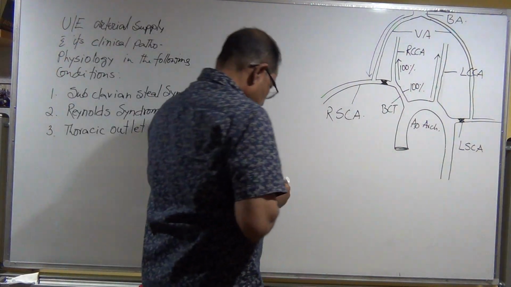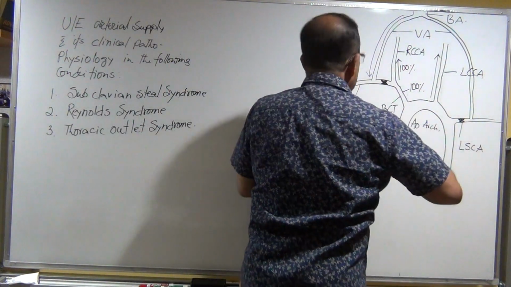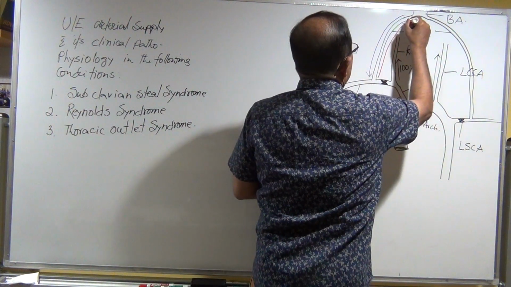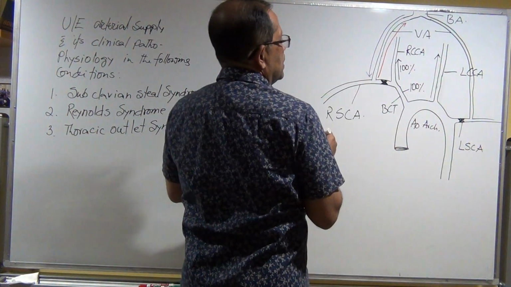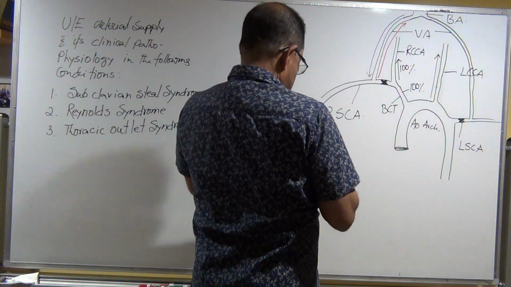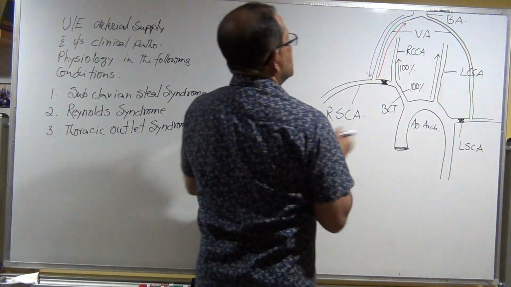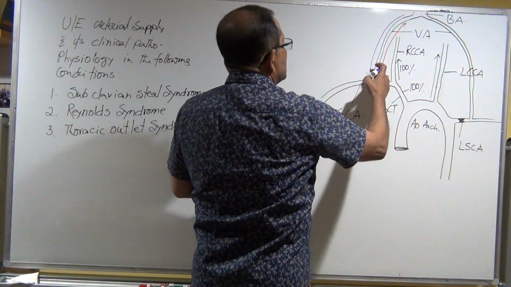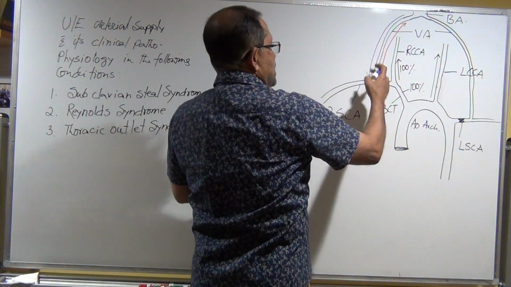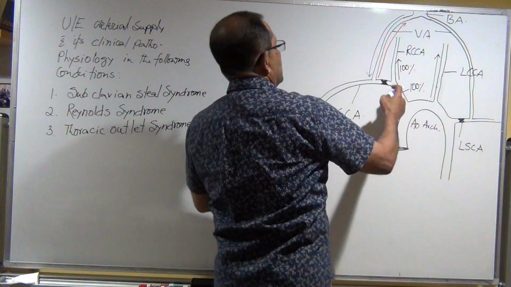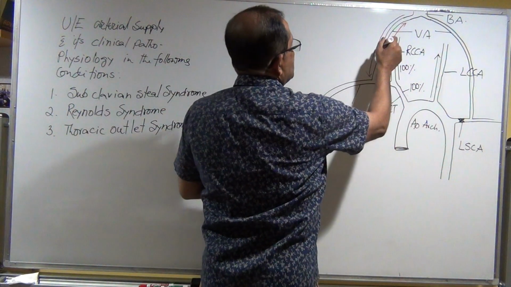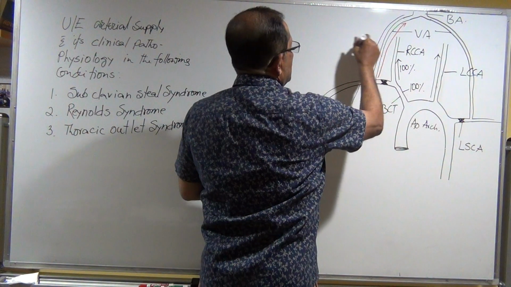Okay, so this is normal. Normal flow should go this way. But now, while it is stealing the blood, that blood is coming back, as retrograde flow or reverse flow, into the subclavian. Okay, so this is reverse flow.